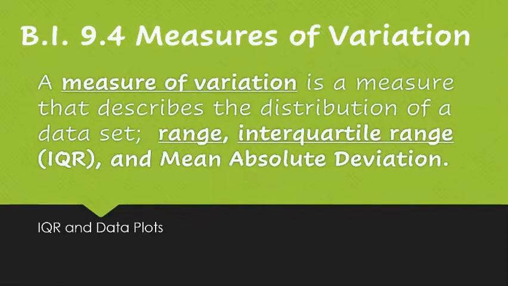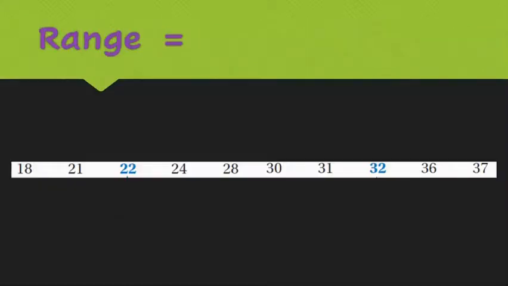As we look at measures of variation, there are measures that describe the distribution of a data set. You should already be familiar with range. We will be discovering what interquartile range looks like in this lesson, and you will be learning all about mean absolute deviation in the future. So let's start off with a quick review of range.